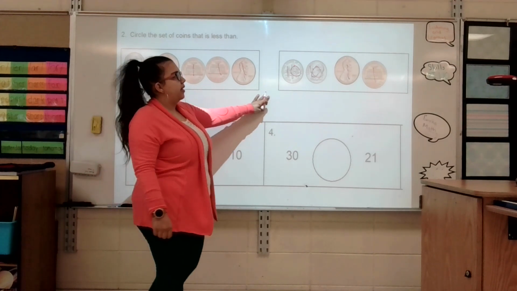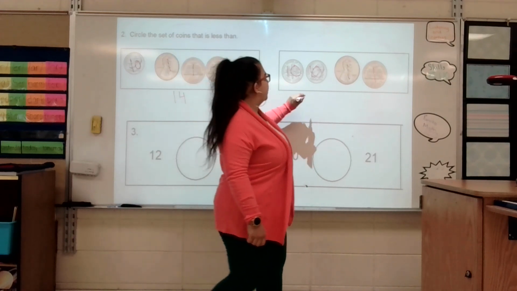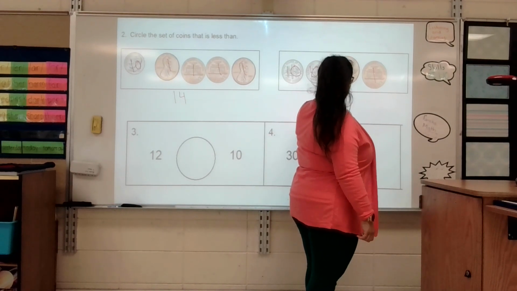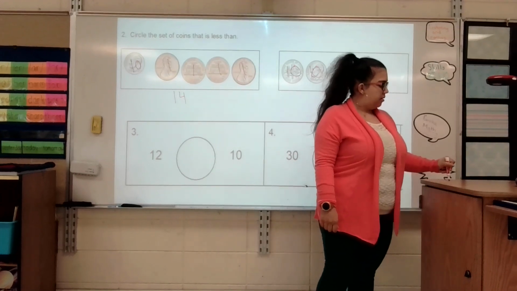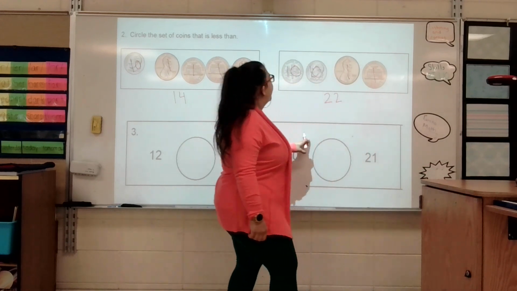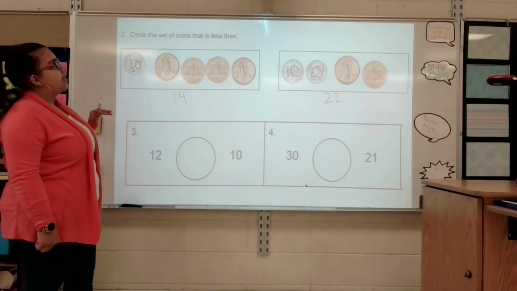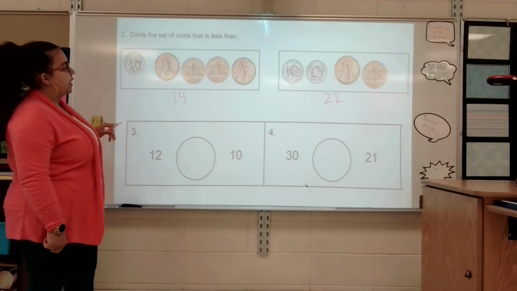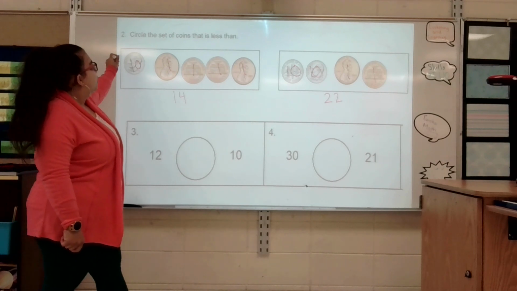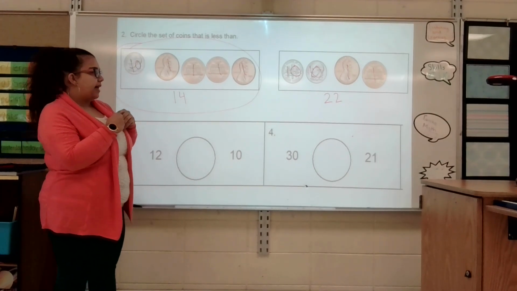And what do I have over here? Mmm, 22 cents. Good. Good job. So now, let's answer the question. Which set of coins is less than? Circle the set of coins that's less than. Yes, this set of coins is less than.